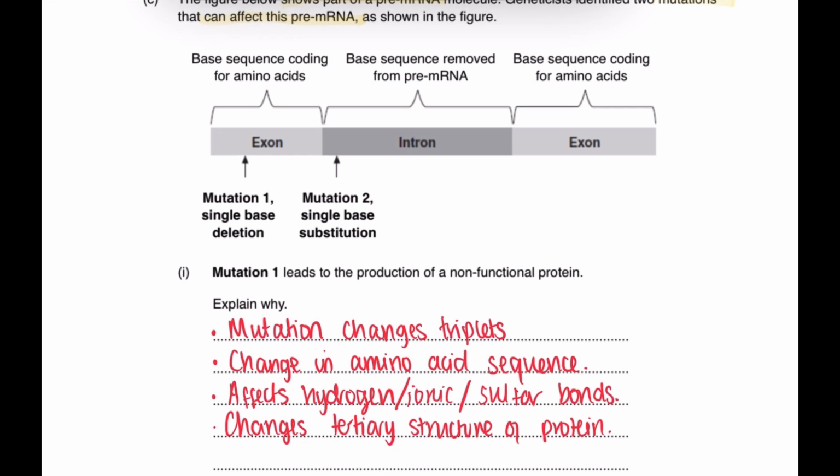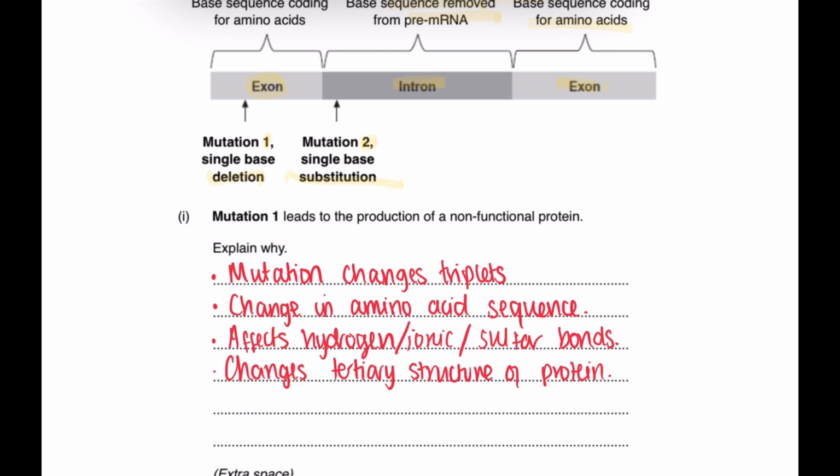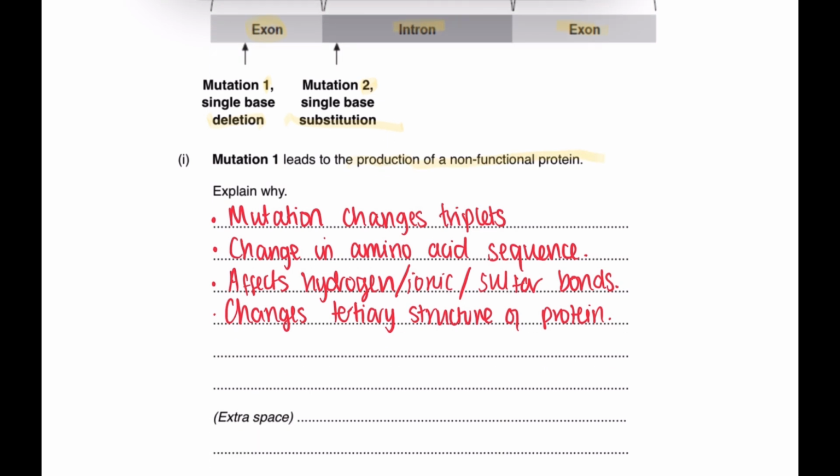We have a base sequence coding for amino acids. This is the exon. We have intron, exon. The intron is the base sequence removed from pre-mRNA, and again, a base sequence coding for amino acids. So we have mutation 1, which is a deletion, and mutation 2, which is a substitution. Mutation 1 leads to the production of a non-functional protein.